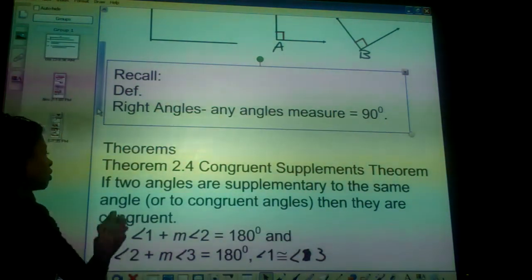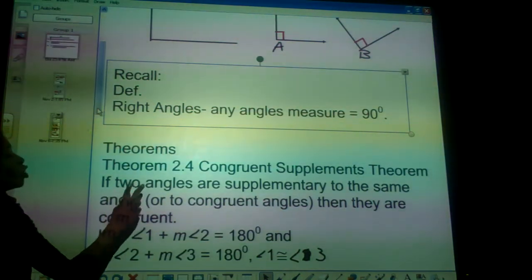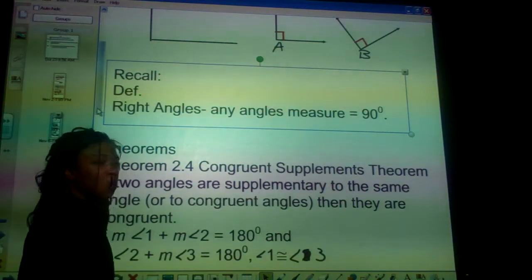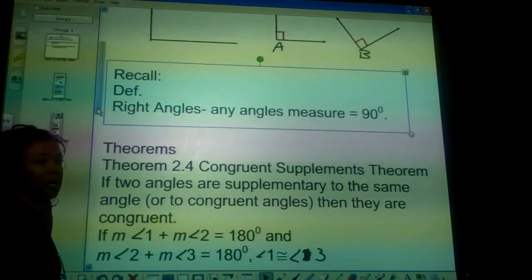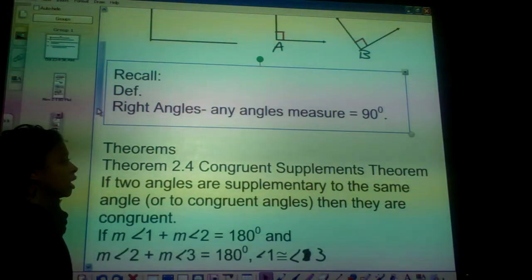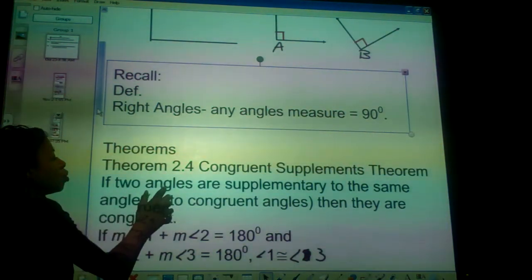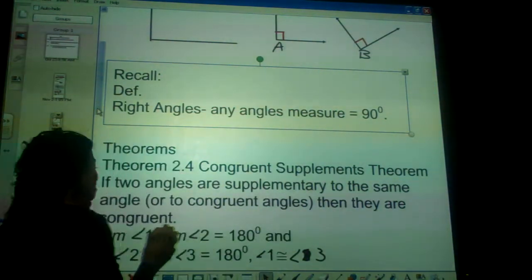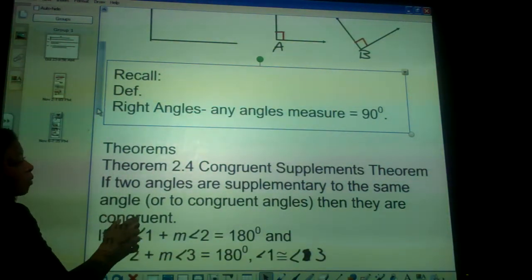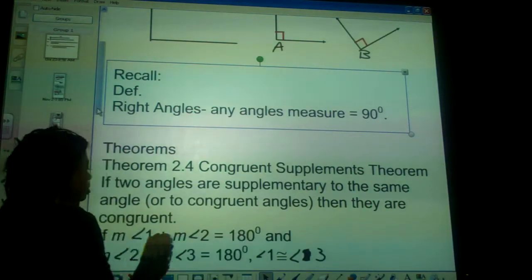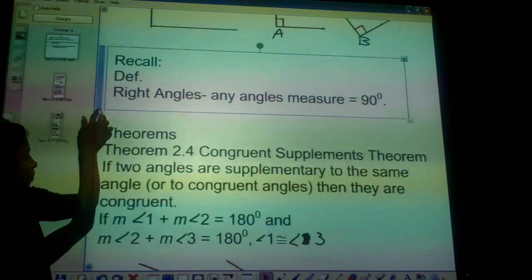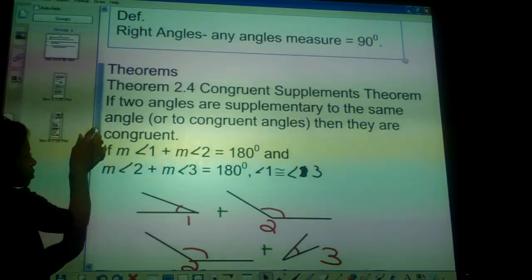The definition of this one is, if two angles are supplementary, you need to remember what supplementary means: two or more angles that equal 180 degrees. So if two angles are supplementary to the same angle, or to congruent angles, then they are congruent. What do you mean? Here's simply what I mean.